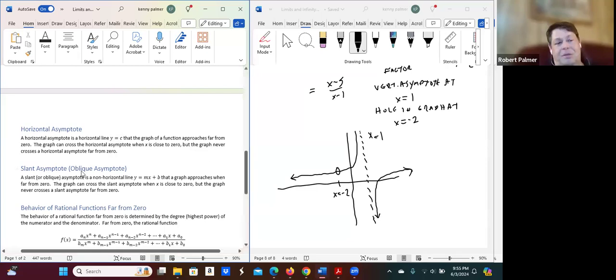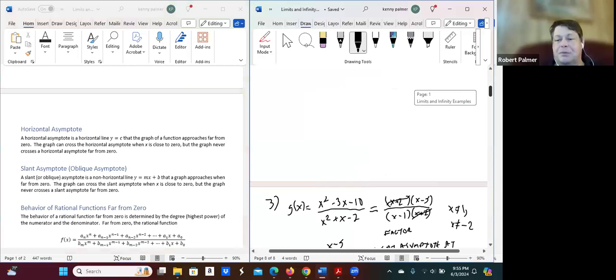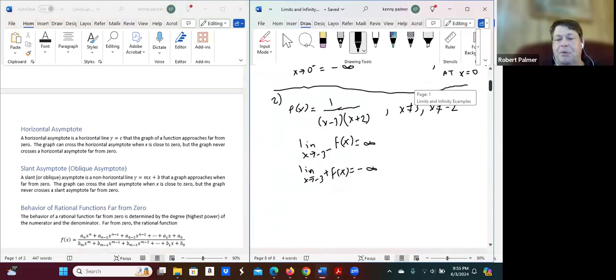You also get something called a slant asymptote or an oblique asymptote, where instead of approaching a constant, the function approaches a line, y equals mx plus b. Similar in a sense to the horizontal asymptote, a graph can cross an oblique or slant asymptote close to zero, but not far away. So let's take a look back at the functions we just talked about, because these actually do approach horizontal asymptotes.